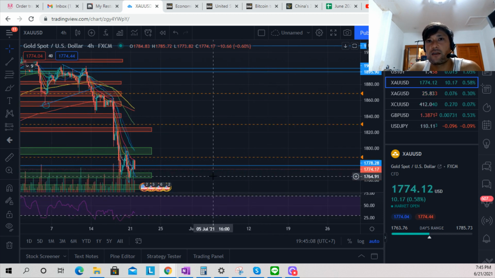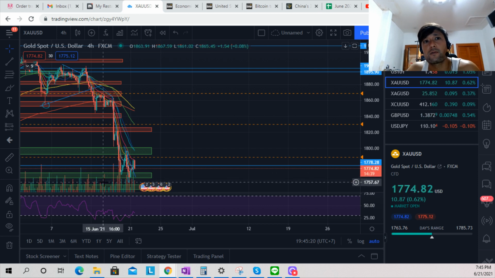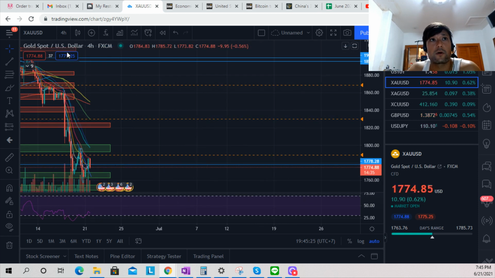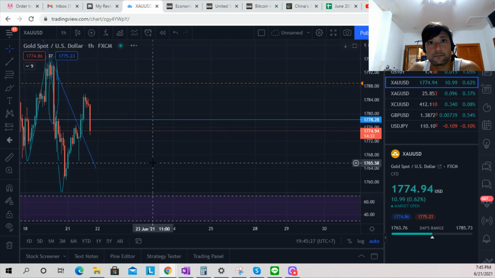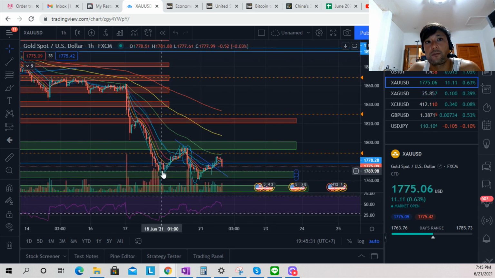As we've seen based on the price action with gold over the last 3 to 4 days, or maybe it's only been 2 days, whatever. Basically, since the Fed meeting, 1760 has been proving to be pretty strong support. If we go to the hourly chart, we've had the bounce off here on 1767.